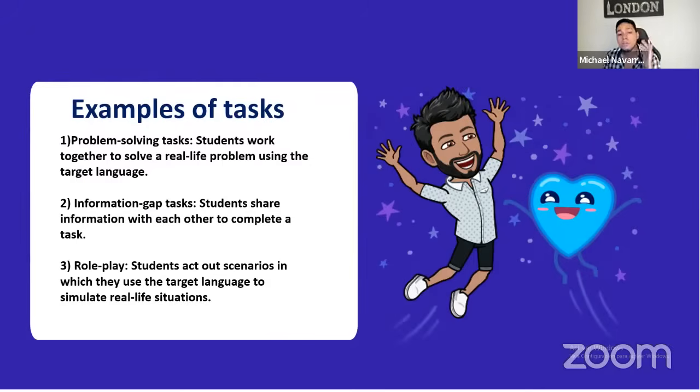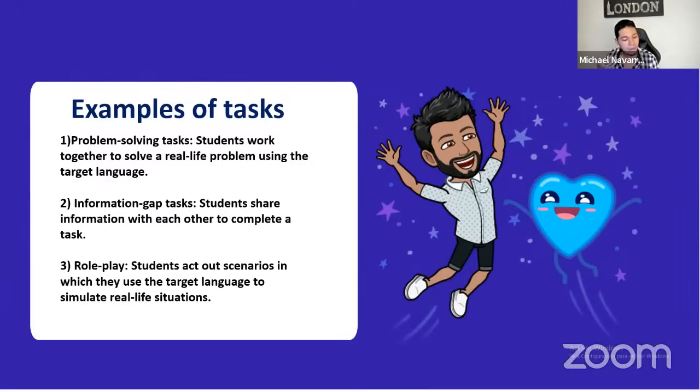Number one, problem-solving tasks. Students work together to solve a real-life problem using the target language. Information gap tasks. Students share information with each other to complete a task. Role play. Students act out scenarios in which they use the target language to simulate real-life situations.